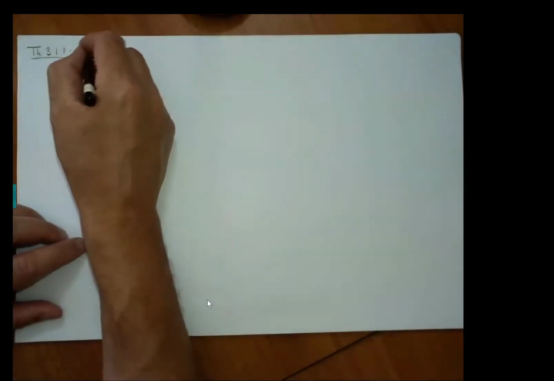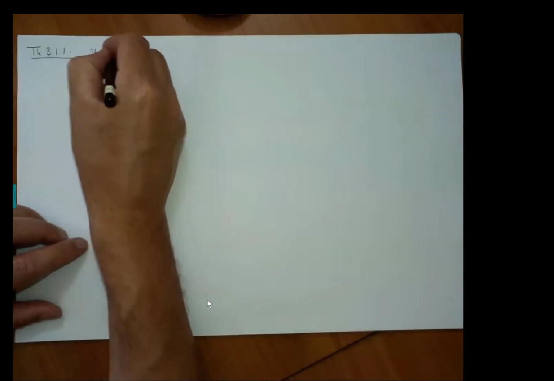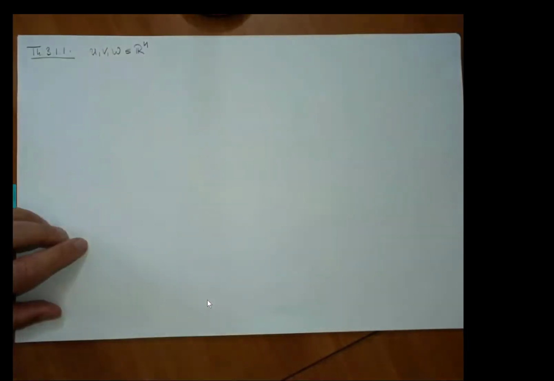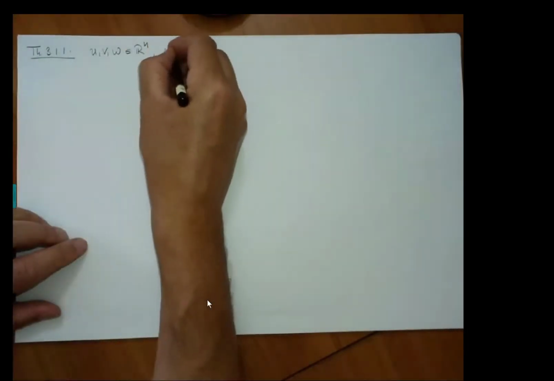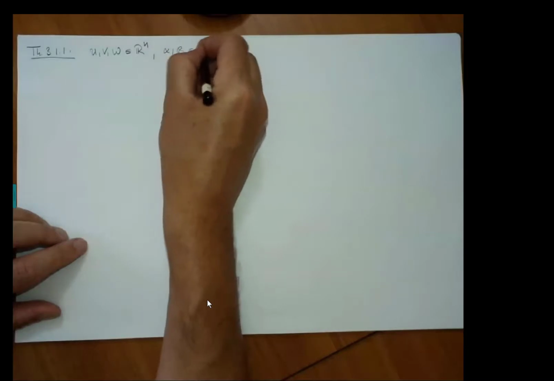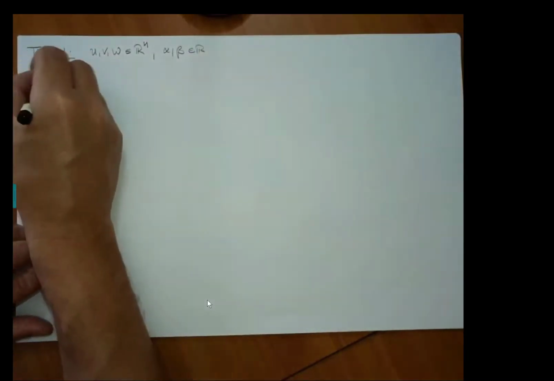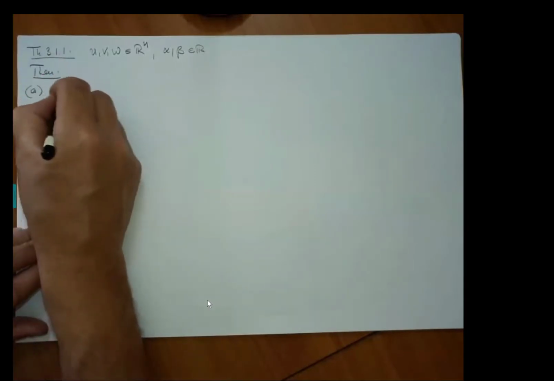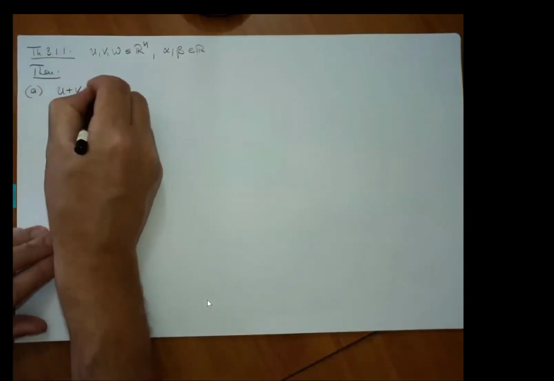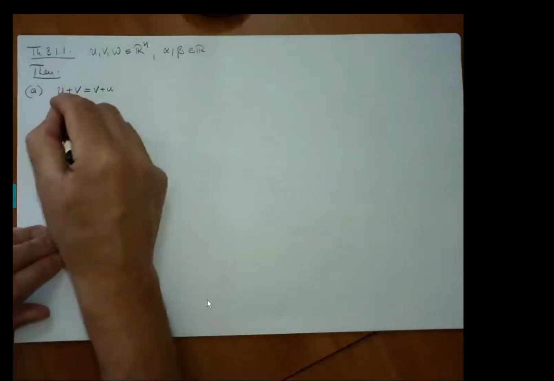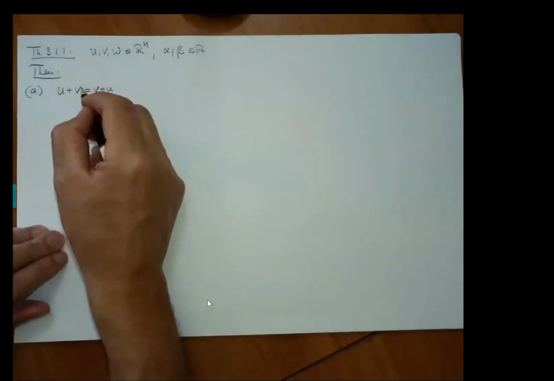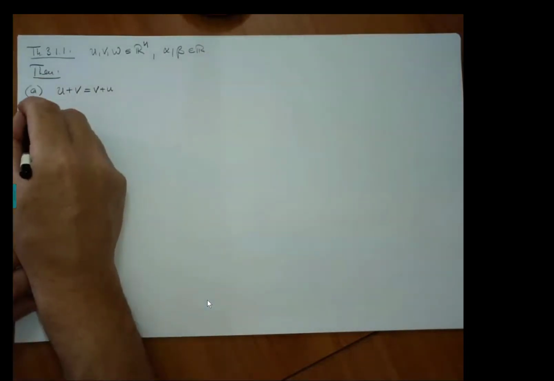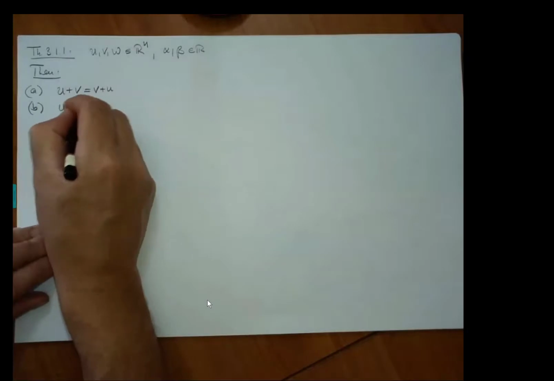In the following, U, V, and W are three vectors, and alpha and beta are numbers. Then the following things are true. One is U plus V is the same as V plus U. So for the movement, it doesn't matter which vector you move first and then the other, or the other way around. Part B, it's again associative.